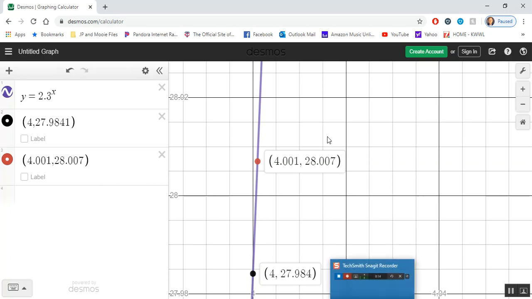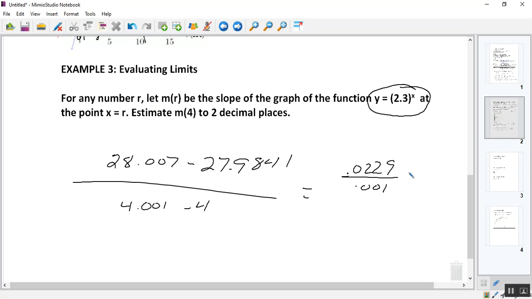Yeah. Okay, so let's take a look at where we're at. What did we end up with slope-wise there? About how much? 22.9.